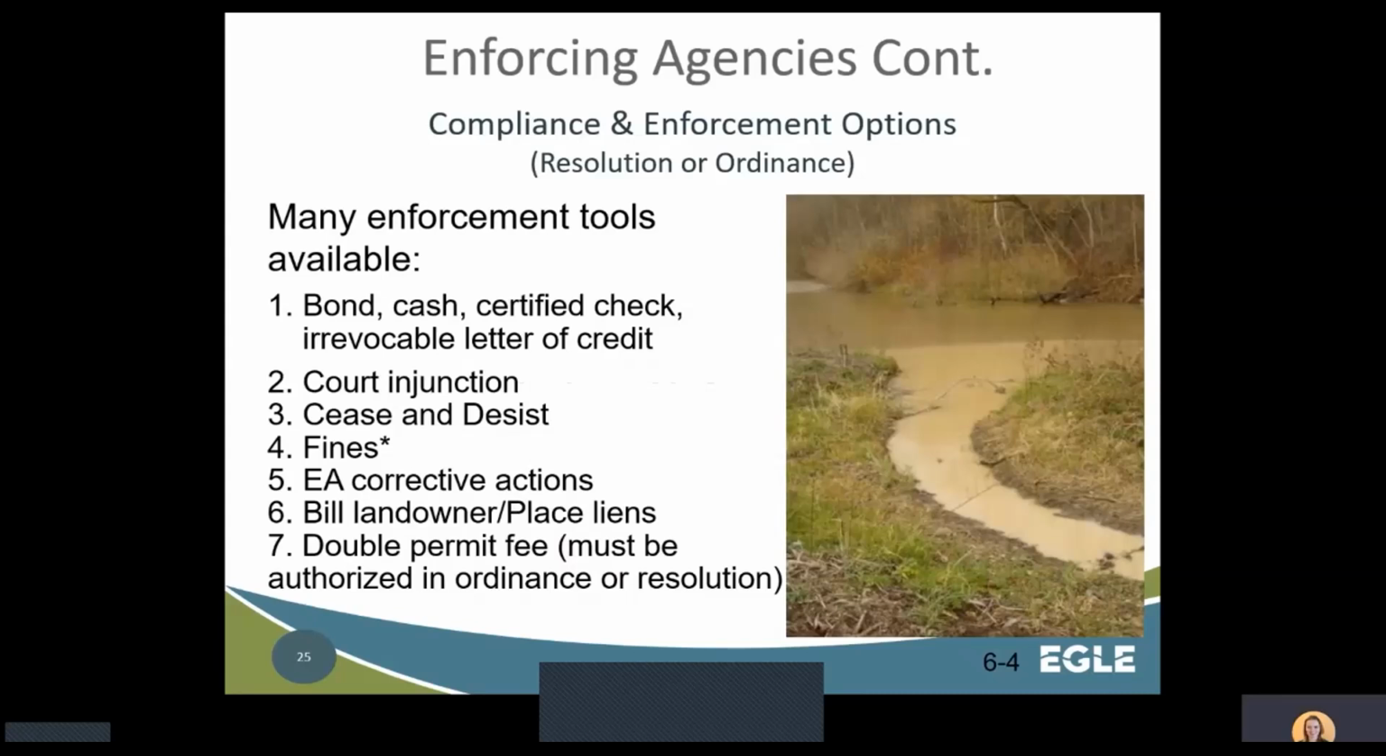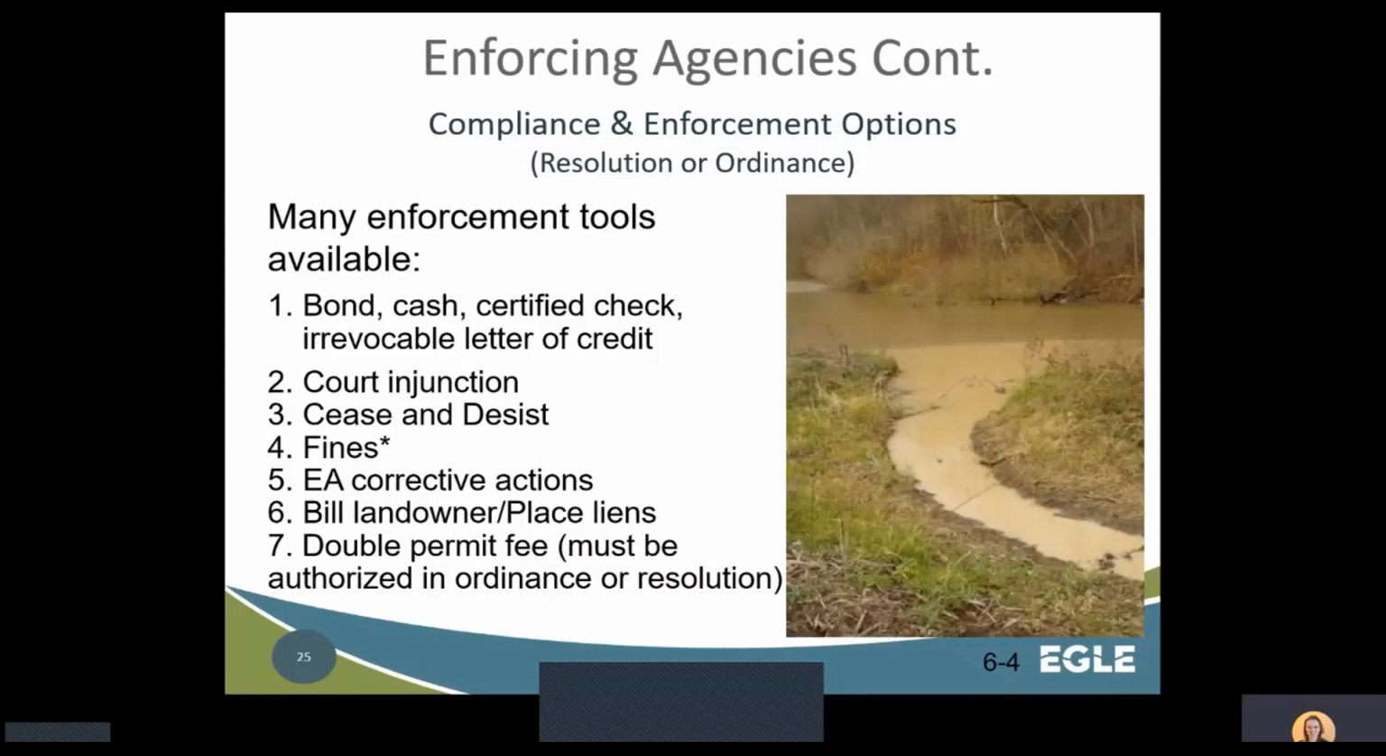Here are some enforcement tools agencies can put into their ordinance or resolution when it's being developed to get people to follow their permits. Using bonds, cash, certified check, or an irrevocable letter of credit is a way to get payment from people not following their permit. An agency may also seek out court injunctions, issue a cease and desist order, and issue fines.